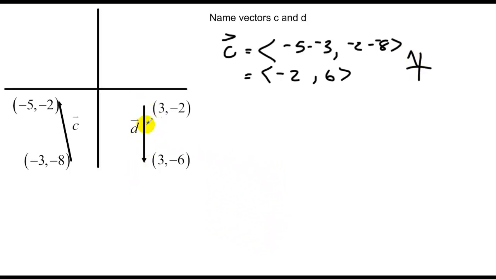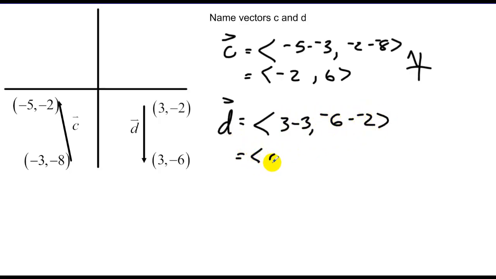This guy looks like it's pointing straight down, so I better get something on the axis. Tip minus tail once again, 3 minus 3, and -6 minus -2 gives me a 0 and a -4. And 0 and -4 points right down that axis. So again, I've done that correctly.